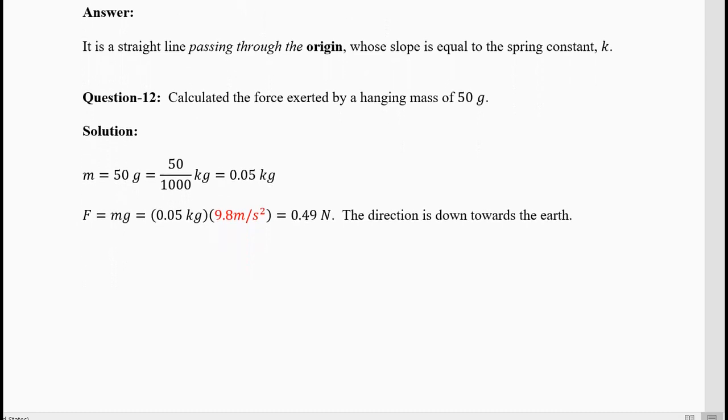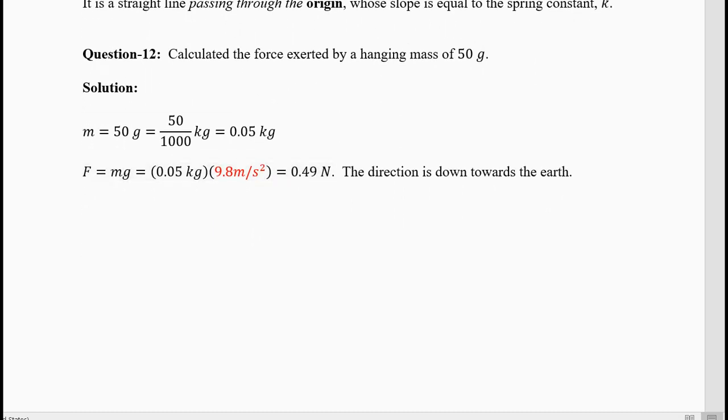Calculate the force exerted by a hanging mass of 50 gram. This question is not new. We have seen it in other experiments many times. The mass is 50 gram. To express it in kilograms, divide by 1000, you will get 0.05 kg. F equals mg, 0.05 kg into 9.8 meters per second square. It is equal to 0.49 newtons. Never round off these numbers unless it is absolutely necessary.